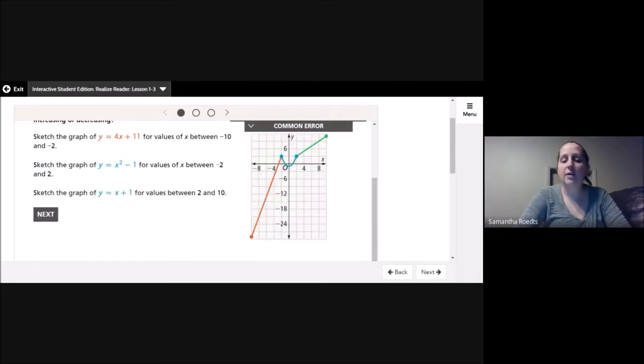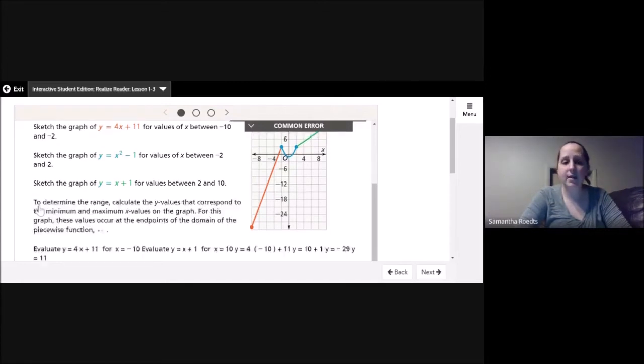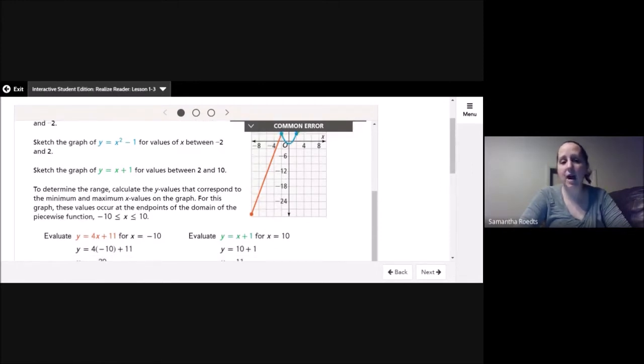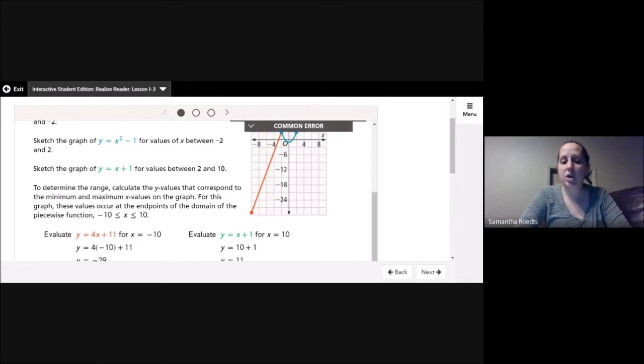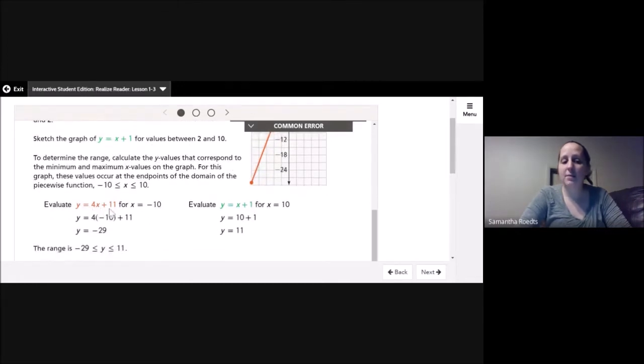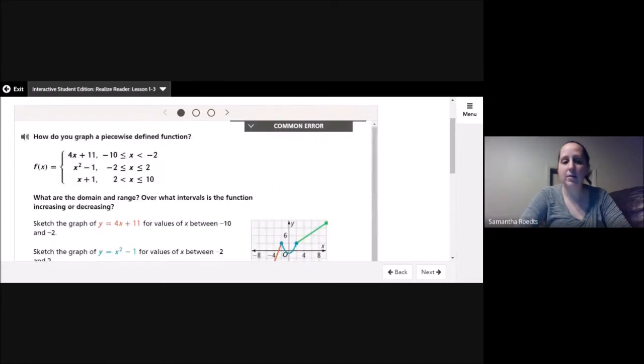Then I want to sketch the graph of y equals x plus 1 for values between 2 and 10. To determine the range, I calculate the y values that correspond to the minimum and maximum x values on the graph. For this graph, these values occur at the endpoints of the domain or of the piecewise function, -10 to 10. So I evaluate y equals 4x plus 11 for x equals -10. Okay, so remember, this is x equals -10, so this is why I'm using that.